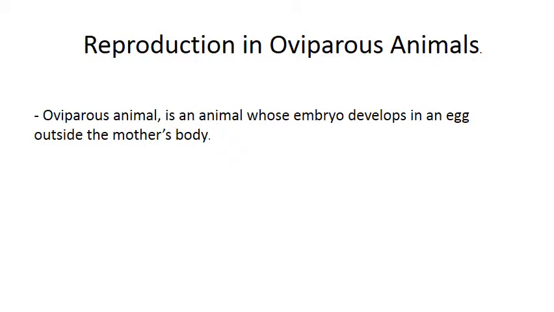Now we're going to talk about sexual reproduction in oviparous animals. What are oviparous animals? An oviparous animal, by definition, is an animal whose embryo develops completely inside an egg outside the mother's body. So the egg is laid to the outside, it doesn't stay inside the mother's body.